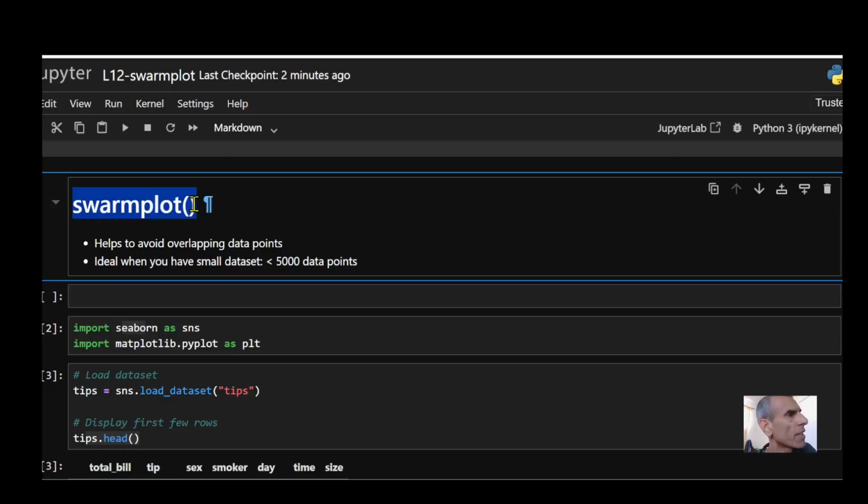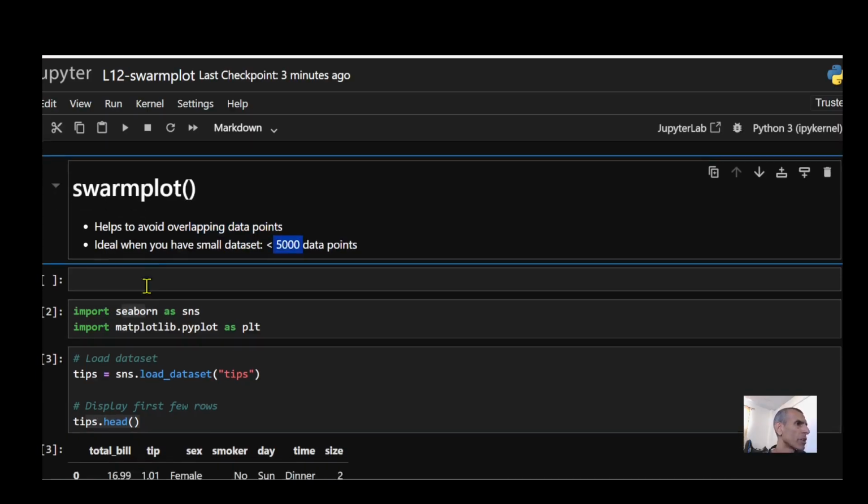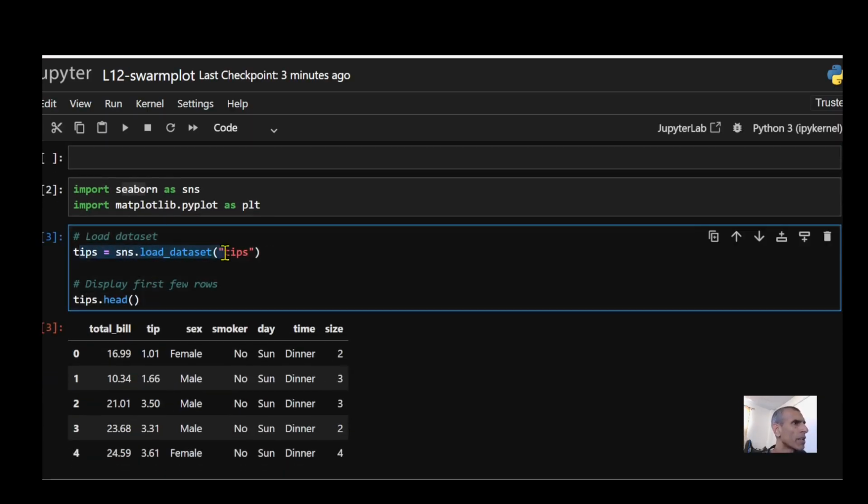Now swarm plots, they help you avoid overlapping data points. That's one of the key features, one of the powerful things about these swarm plots. And also they tend to be ideal when you have a small data set, maybe like 5,000 or fewer data points. So in this case, I'm importing my tips data set.